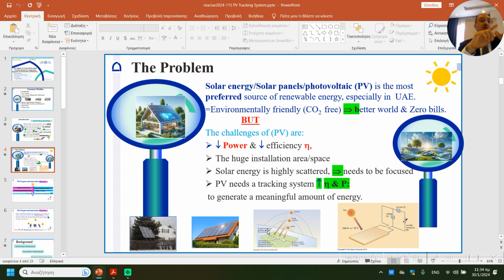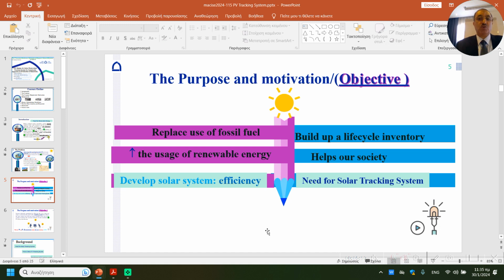There is another problem. The sun also moves from the east to the west, which means the solar panel should move from the east to the west in order to get more energy. But this does not happen for the fixed solar panel, which is one of the challenges that we are facing for the solar panel. So what is our objective?